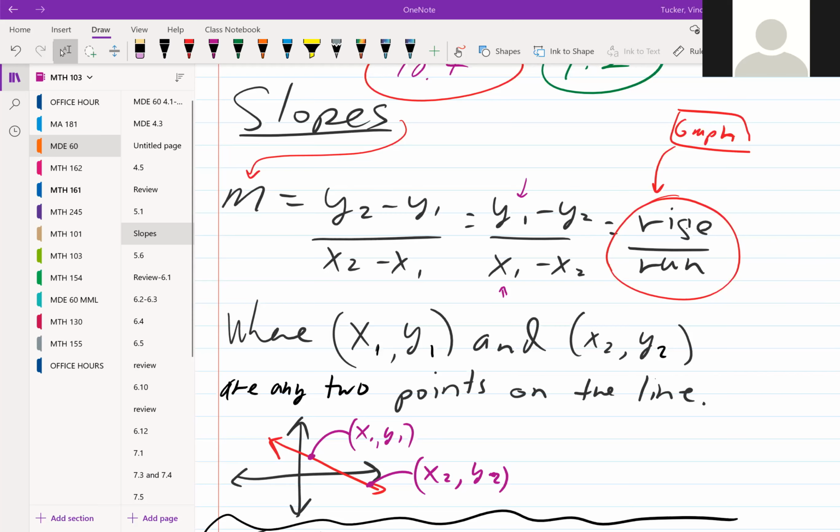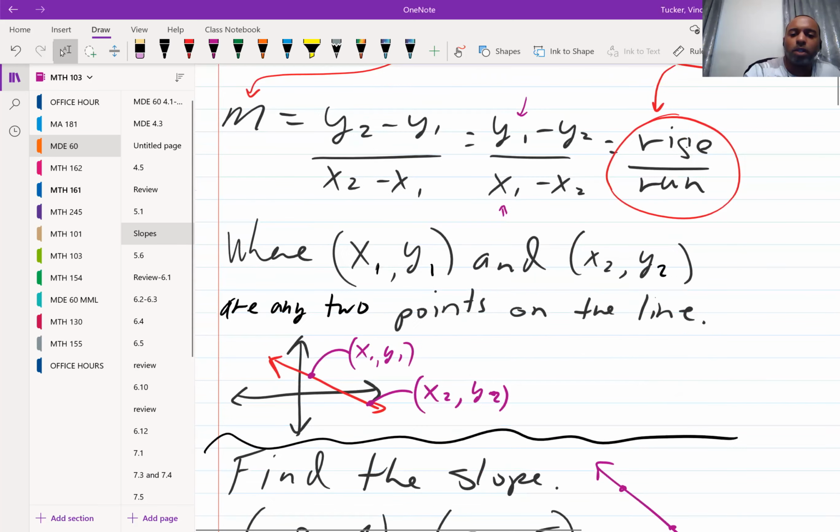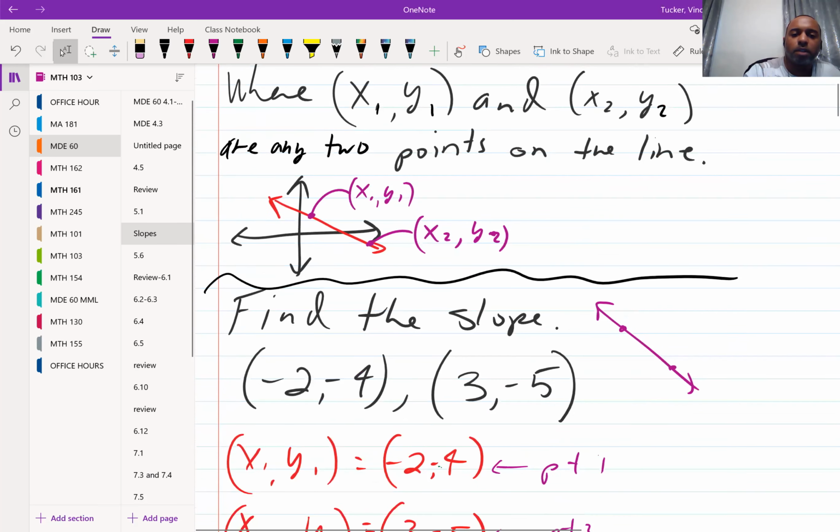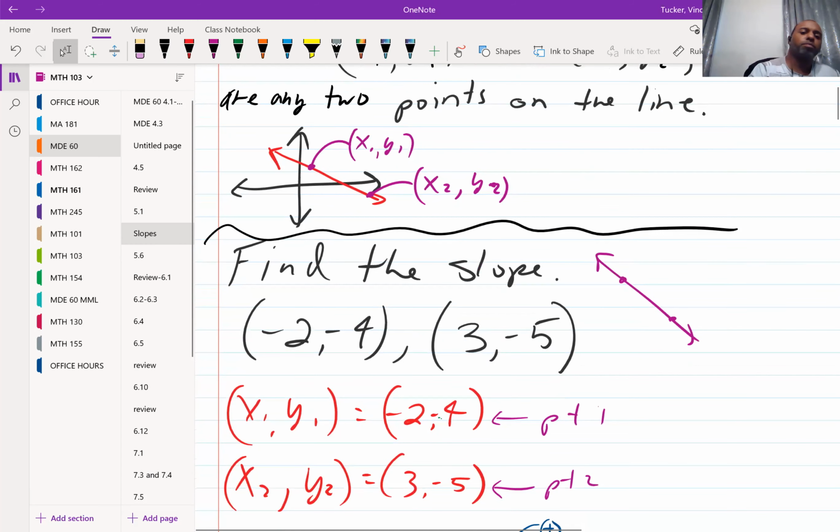All right, so let's go ahead and do that. I'm going to find the slope. They give us the points -2, -4, and 3, -5. It doesn't matter which one you call point one and which one you call point two. I just go ahead and say the first point I come across is point one, the second one is point two. So I label it for those purposes.